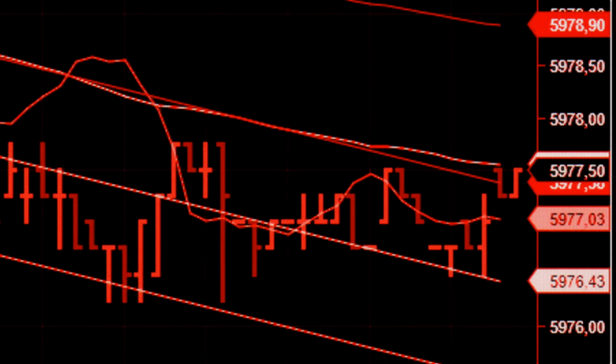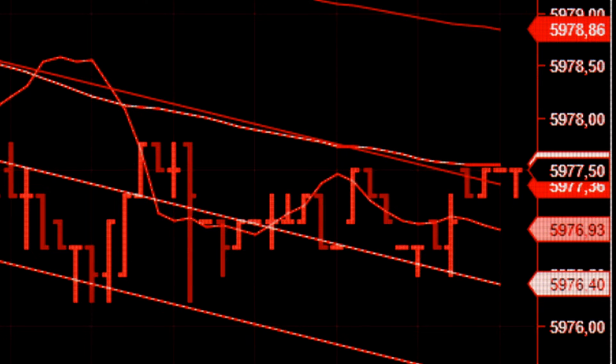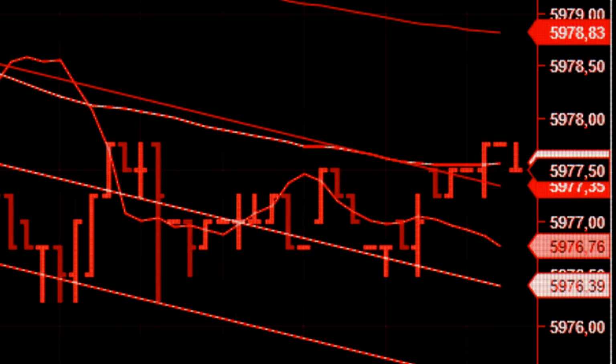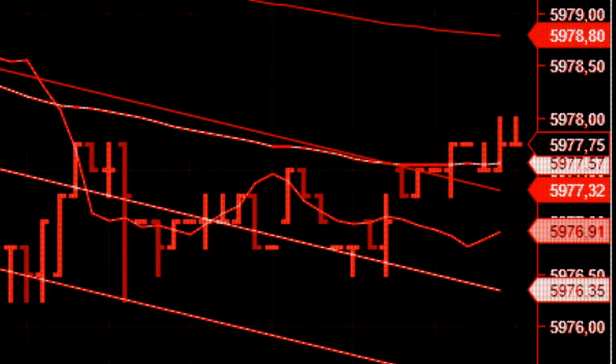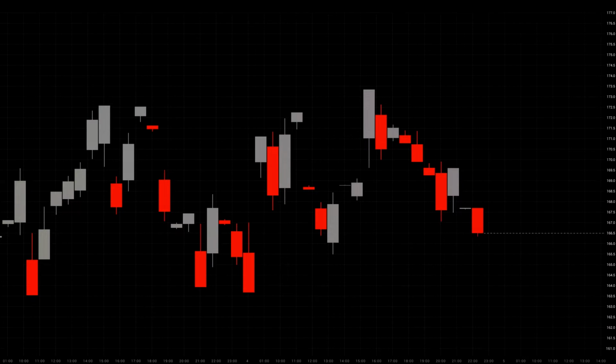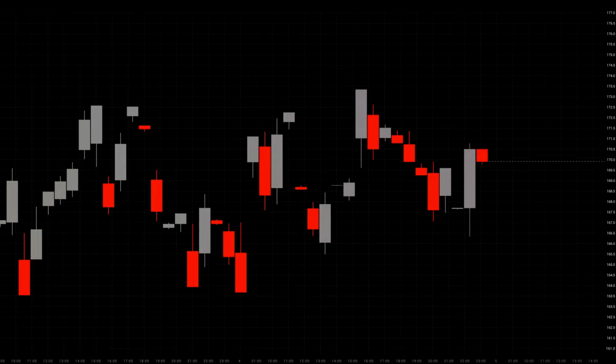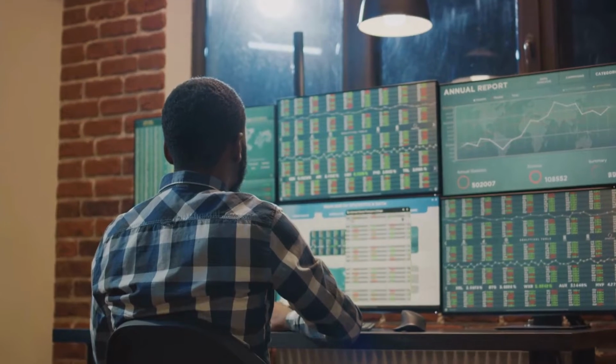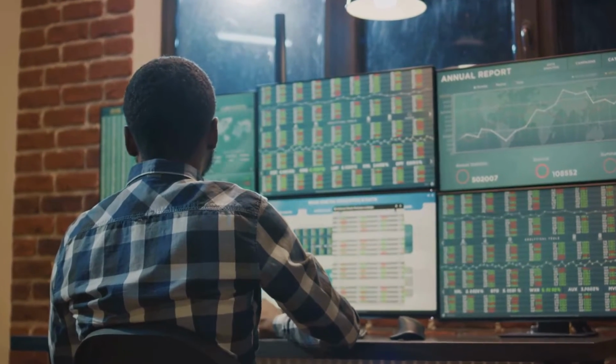Breakouts occur when the price of a financial asset, such as a currency pair, moves beyond a defined support or resistance level with increased volume. This could indicate the start of a new trend or the continuation of an existing trend, offering lucrative opportunities for traders. There are two main strategies for trading breakouts.